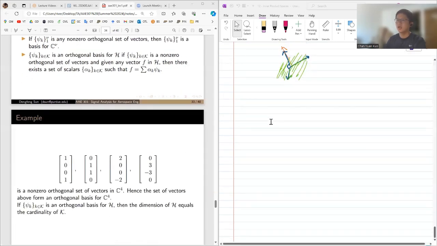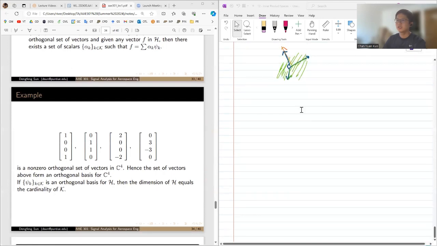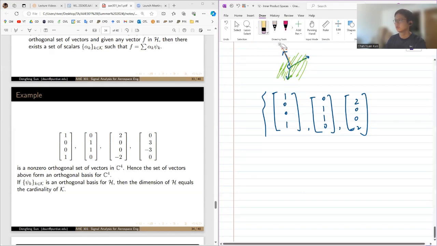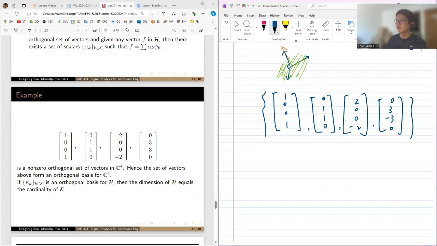So for example, here we have a non-zero orthogonal set of vectors in C4. They are this set: 1, 0, 0, 1; 0, 1, 1, 0; 2, 0, 0, negative 2; and 0, 3, negative 3, 0. So we claim that this is a non-zero orthogonal set of vectors.